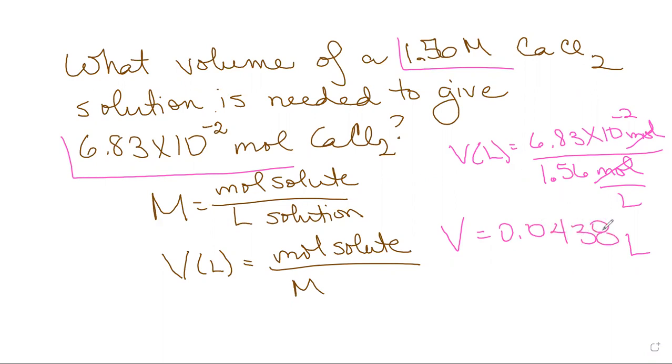Okay, so 6.83 times 10 to the minus 2 divided by 1.56 gives us 0.0438 liters. Okay, I didn't specify the units for the volume, so you can leave it like this, or you could say that's equal to 43.8 milliliters. So that's how we can use concentration in moles to give us the liters of solution.